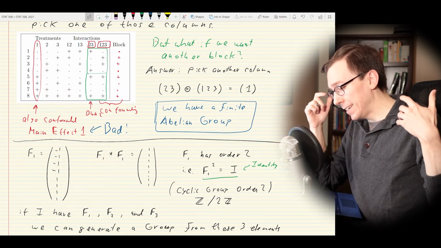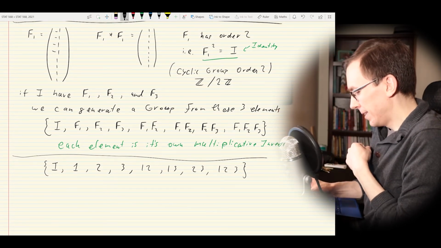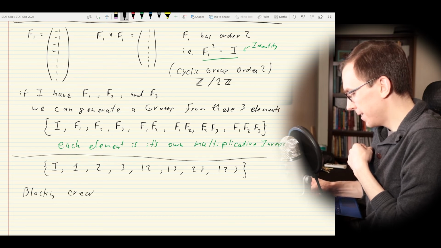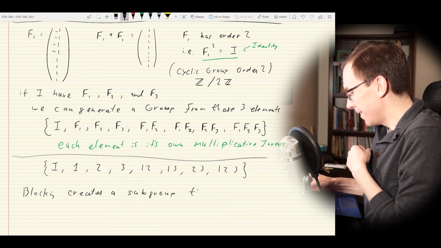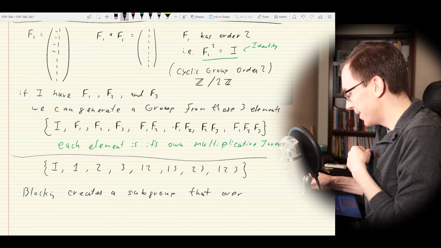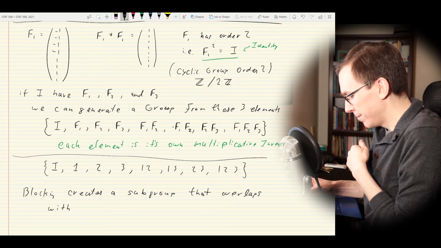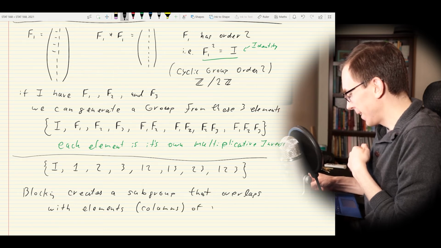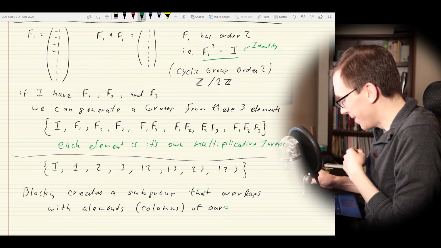Now, getting back to this idea of blocking, the idea is that blocking creates a subgroup that overlaps with elements, columns, of our original group of this thing.